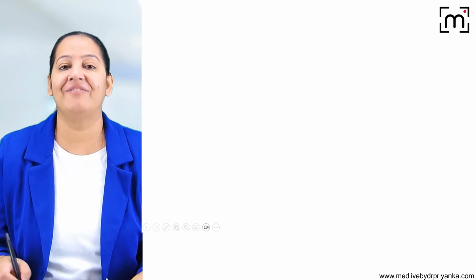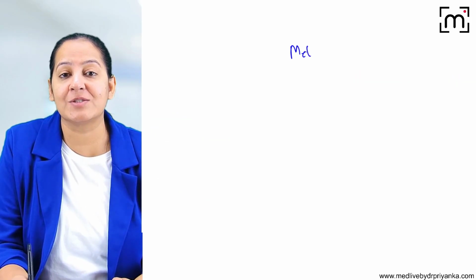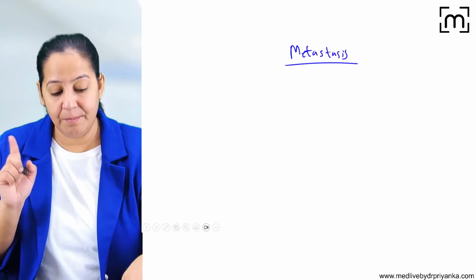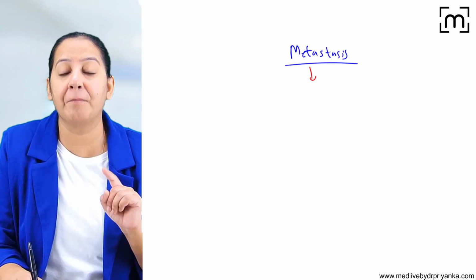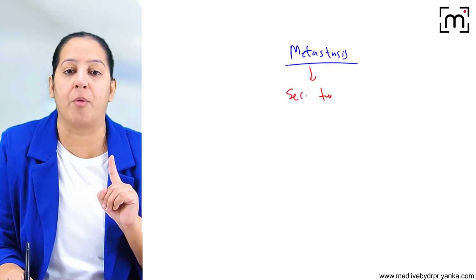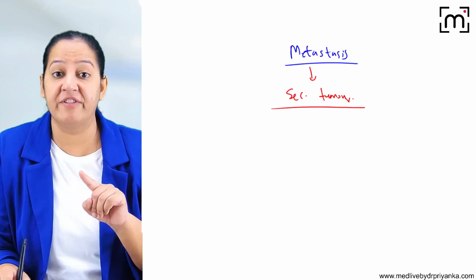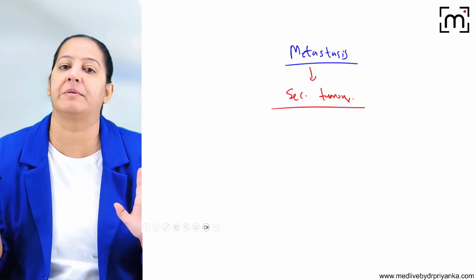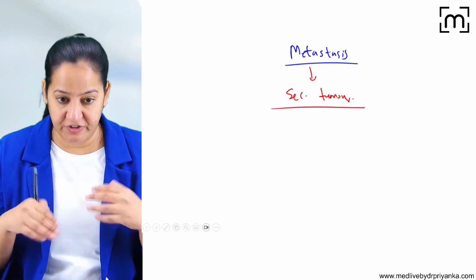So what have we learned? We have learned the definition of metastasis. What is metastasis, or the spread of the tumor? Metastasis is when multiple secondary tumors are formed from the one primary tumor, which are discontinuous from the primary, and they are formed at the site of lodgement. They are away from the primary and they are discontinuous. That is the definition of metastasis.